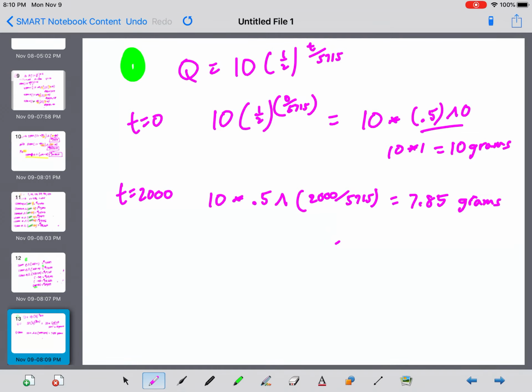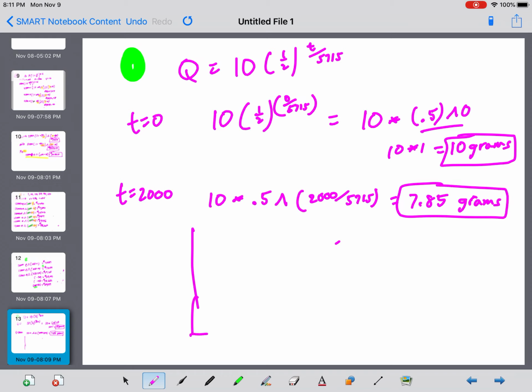And the reason being is because 2,000 years isn't even the half-life. You have to get to 5,715 just to get down to 5 grams, just to cut the amount in half. So 10 grams for t equals 0, 7.85 grams for t equals 2,000. And then for part C, it said graph it till 10,000 years. So your graph's going to have a look like this.